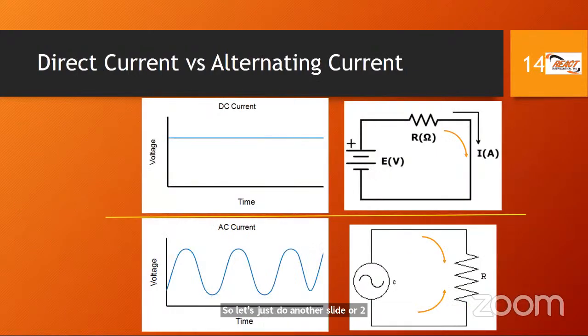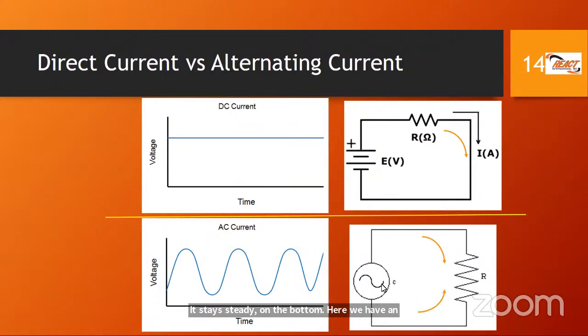Okay, so this series of diagrams hopefully will put in one place the difference between direct current and alternating current. On the right-hand side here, we have an electric circuit where you have a battery, positive pole, negative pole, and we know the current will only flow in one direction, so that's direct current. But we have a graph here, a voltage over time. Notice that the voltage doesn't change in direct current. It stays steady.